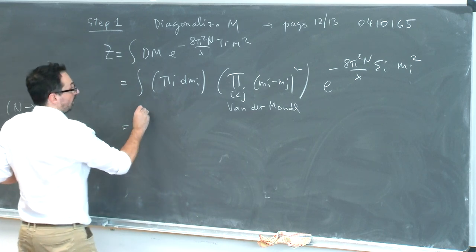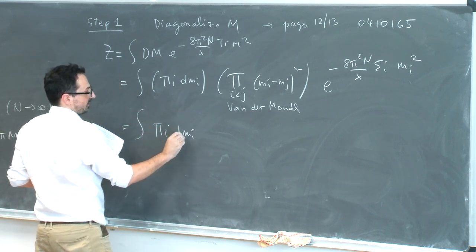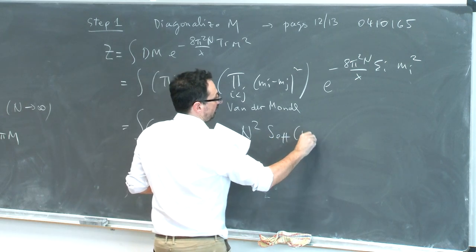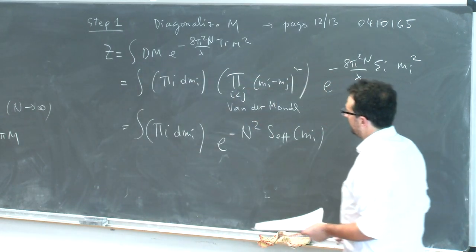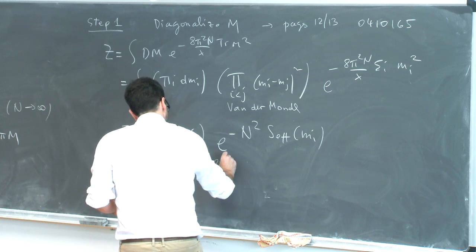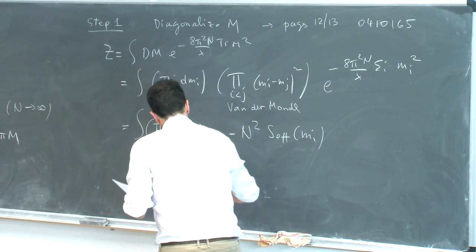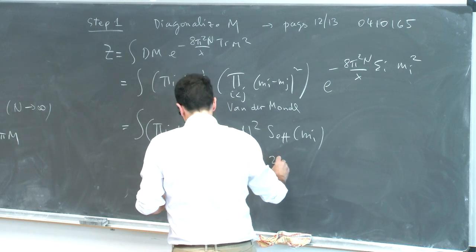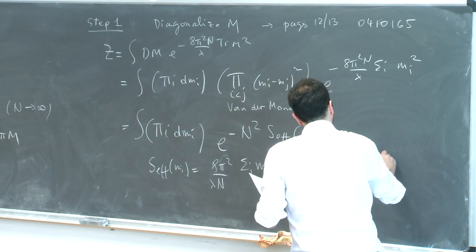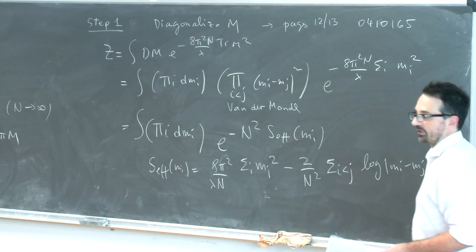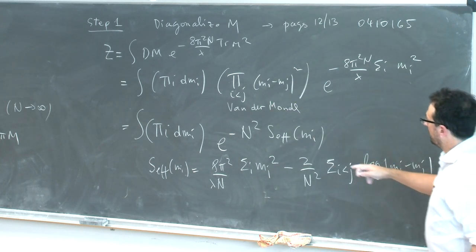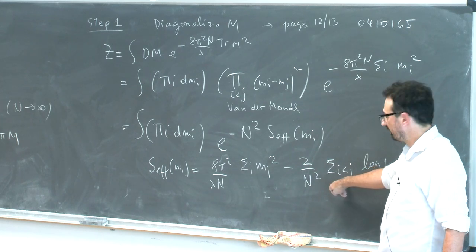It's a Faddeev-Popov computation. Okay, so now let me rewrite this like this: products dm_i, e to the minus N squared times an effective action of the eigenvalues m_i. And the effective action of the m_i is 8 pi squared over lambda N, sum over i of m_i squared, minus 2 over N squared, sum over i less than j of log of (m_i minus m_j). I'm just writing this as the exponential of a log. And then I've got the sum over i less than j.